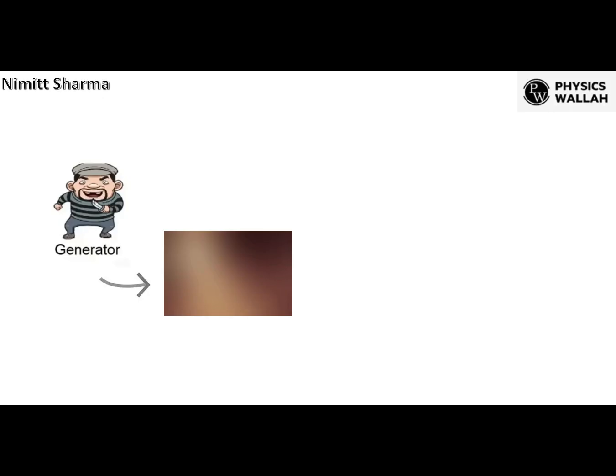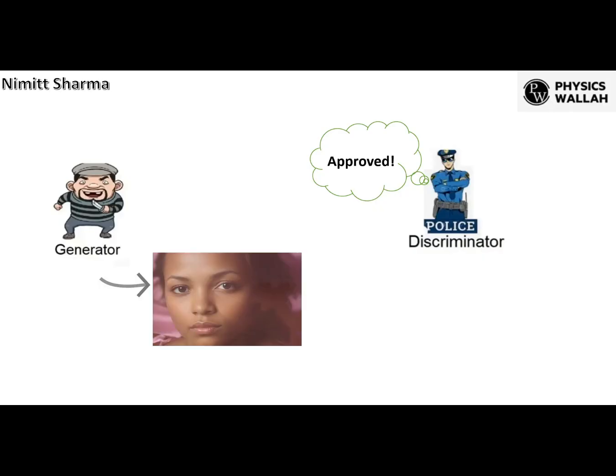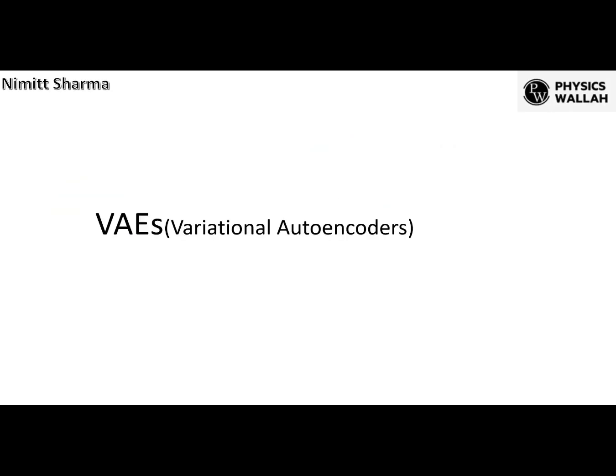But here's the fun part. Every time the discriminator catches it, the generator learns from its mistake and tries to improve. At the same time, the discriminator also improves, becoming smarter at catching fake images. And after hundreds of rounds of training, the generator becomes so good that it starts making images so realistic that even the discriminator cannot tell the difference.